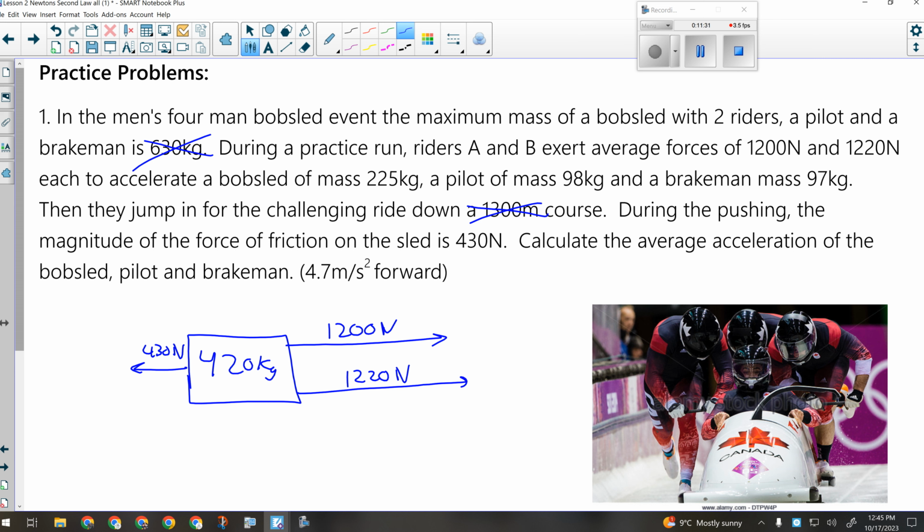Okay, I've got my free body diagram done. Are these forces all collinear? So I don't need to draw a vector diagram, right? Because they're all collinear. So I'm going to do the vector sum of all forces. F net equals 1,200 plus 1,220 minus 430, which would give me 990? 1,990, right? Don't do it in your head.